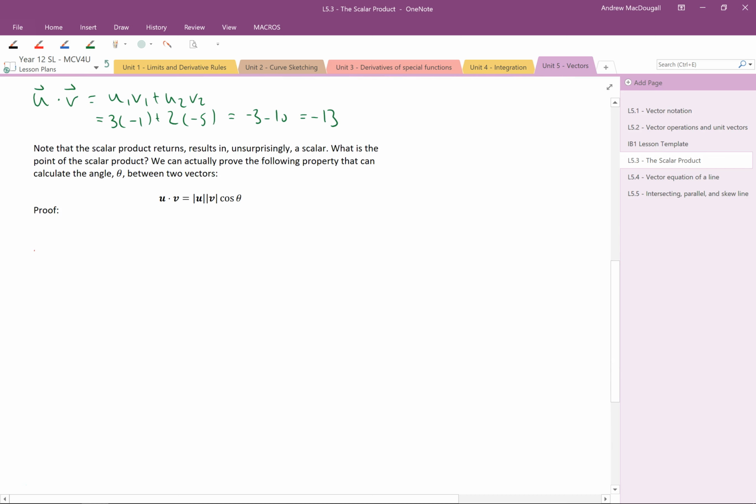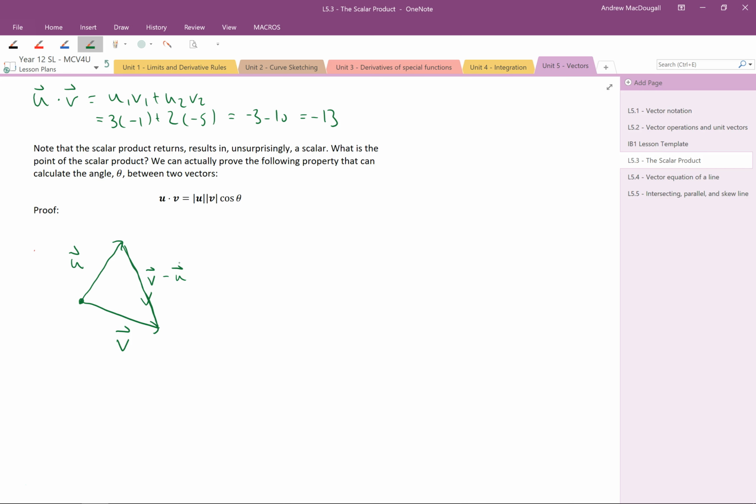Now here is why the scalar product is interesting. It tells us something geometric about our vectors. So let's say we have two vectors, u and v. And let's place them so that their tails are touching at a single point. And let's make a vector here. And this is the vector v minus u, because u plus (v minus u) gives me v.